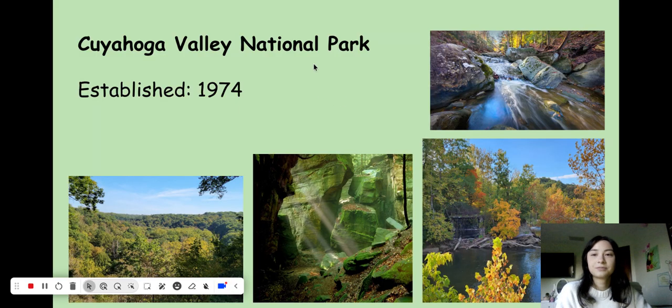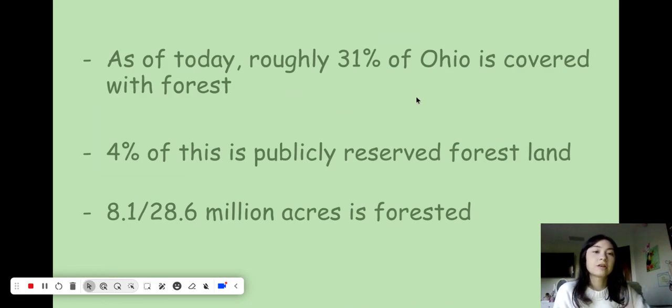Really, really pretty. And as of today, roughly 31% of Ohio is covered with forest, with 4% of this being for state and national parks. Now, 8.1 out of 28.6 million acres is actually forested.